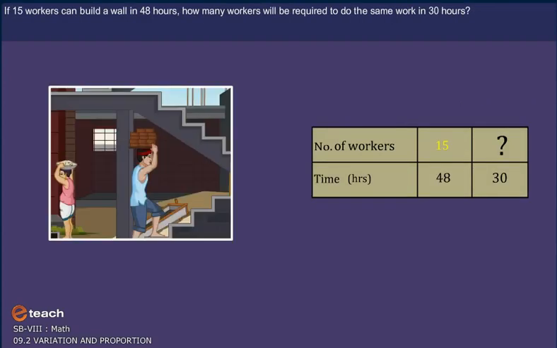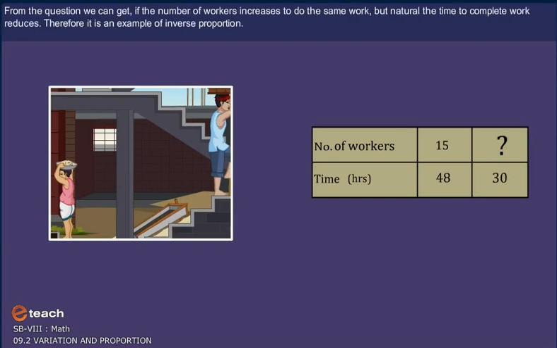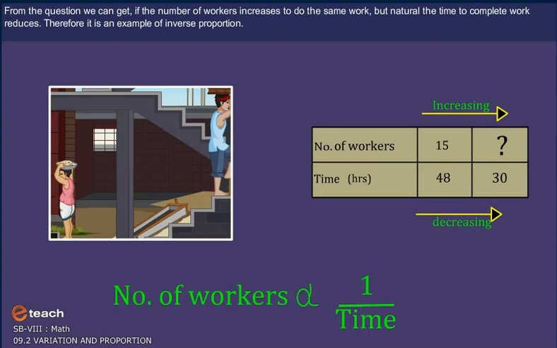If 15 workers can build a wall in 48 hours, how many workers will be required to do the same work in 30 hours? From the question we can see that if the number of workers increases to do the same work, naturally the time to complete the work reduces. Therefore, it is an example of inverse proportion.